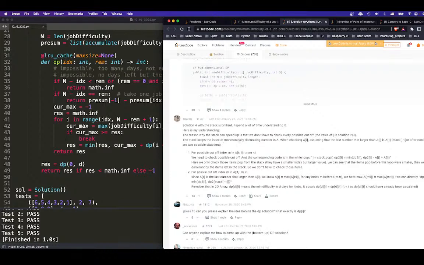Stack keeps the index of monotonically decreasing numbers in A. When checking A[i], assuming that the last number that is larger than A[i] is A[t], possible cutoff index in t to i. We need to check possible cutoff in a corresponding code.